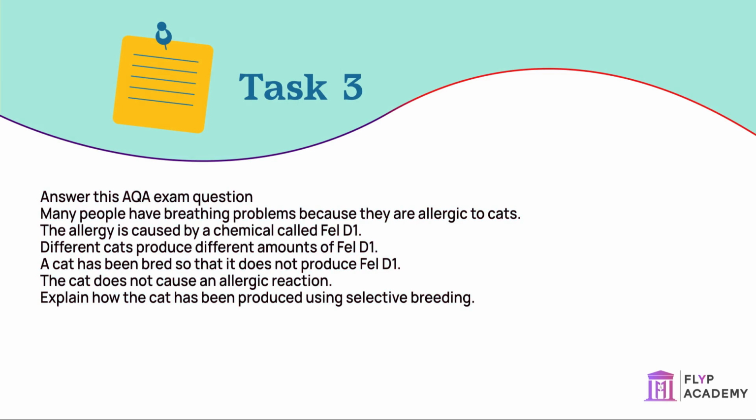Two cats that produce the least amount of FeLD1 are chosen and bred together. There will be variation in the amounts of FeLD1 produced by their offspring. Choose the two that produce the least amount of FeLD1 and breed them together. Repeat this many times over many generations until all of the cats produce very little FeLD1.